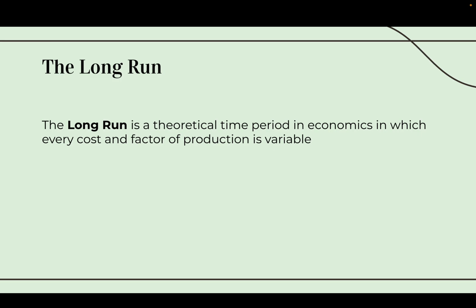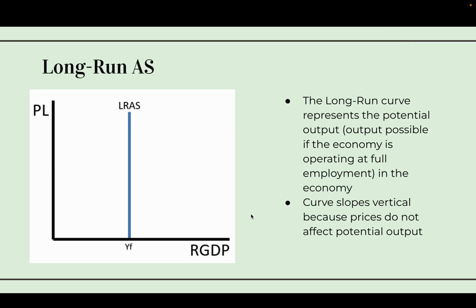We're going to be talking about the long run and the short run. So just a little overview of what is the long run. The long run is a theoretical time period in economics in which every single input cost and factor of production is variable. So there's no fixed inputs, there's no fixed costs, they're all going to be variable and dependent on factors.